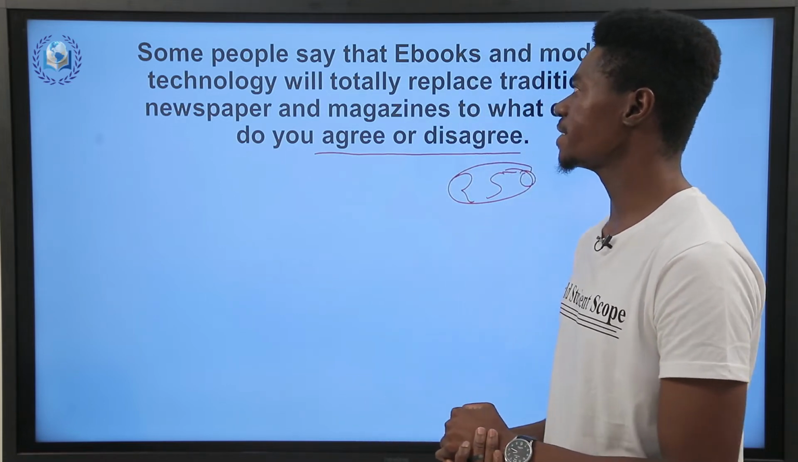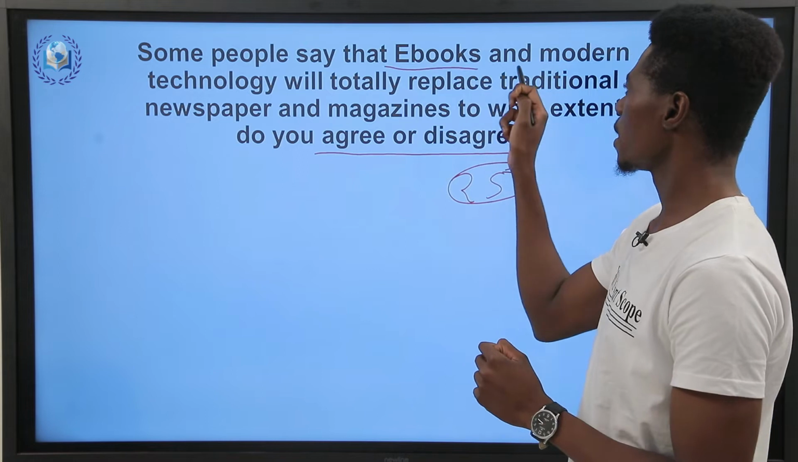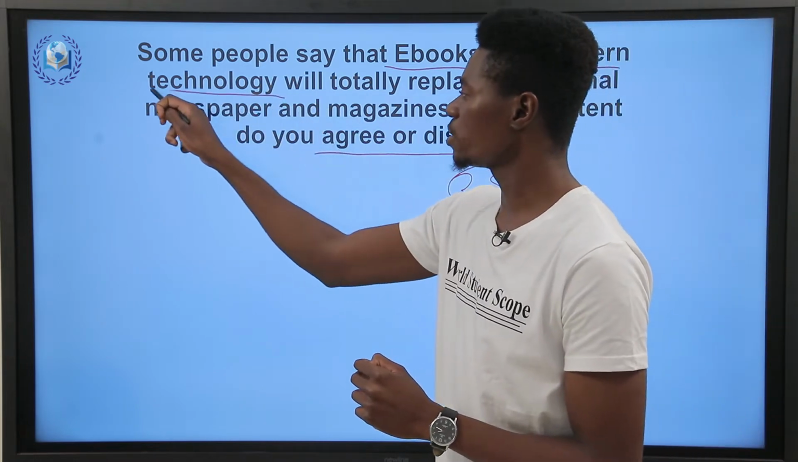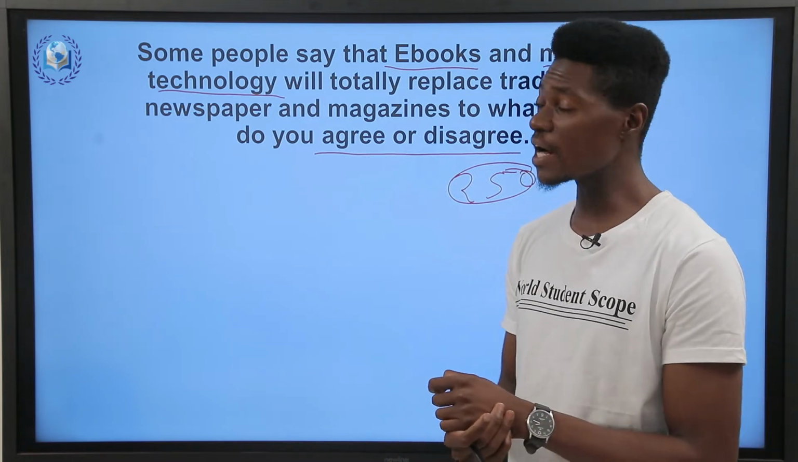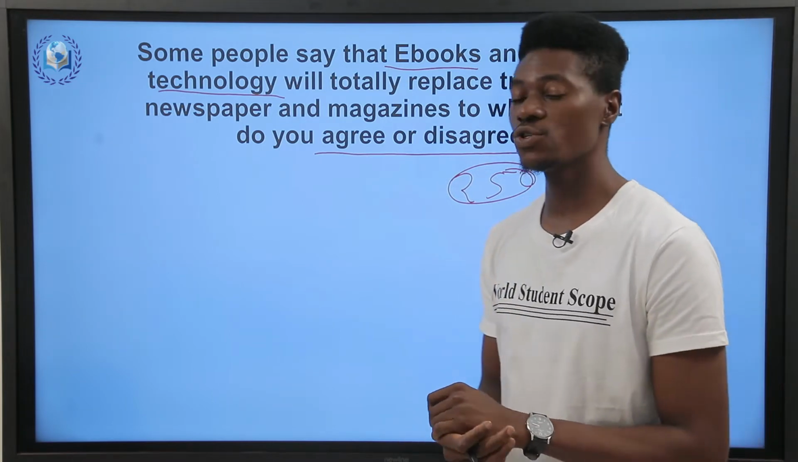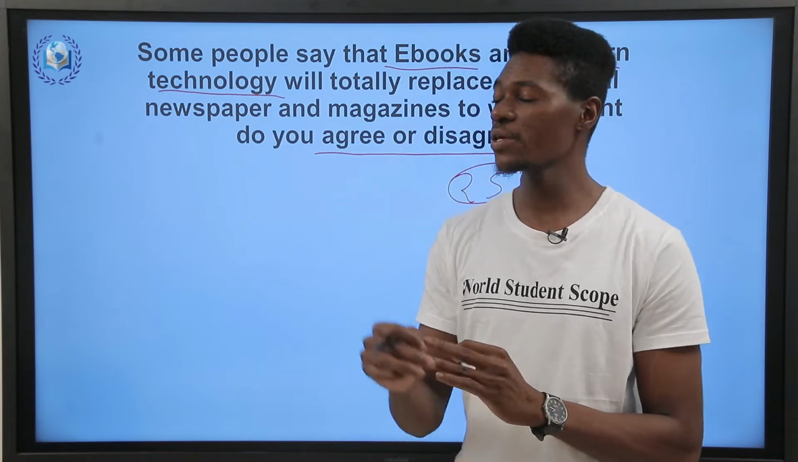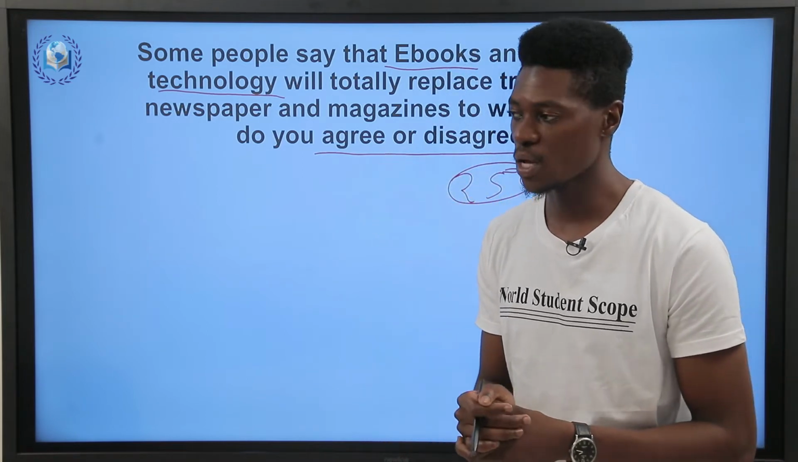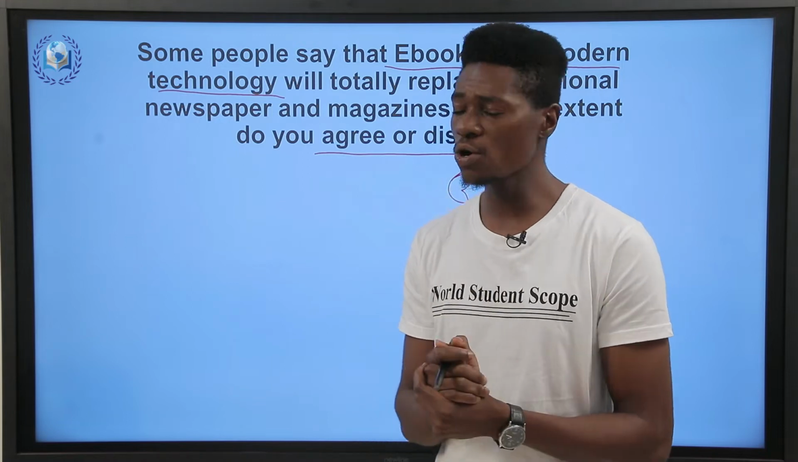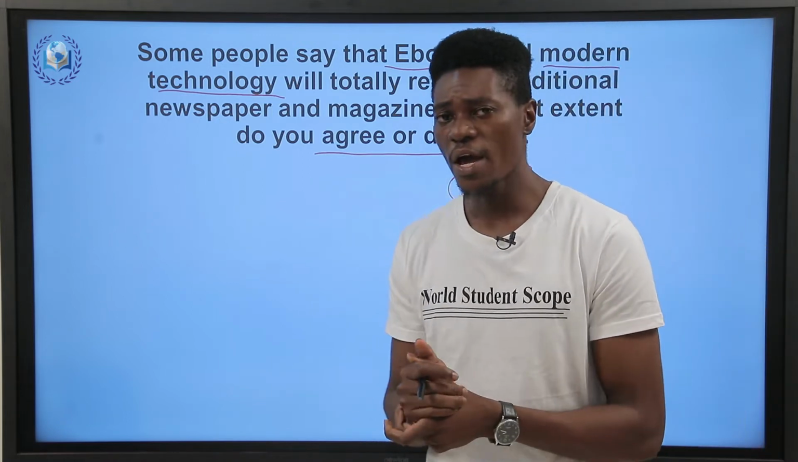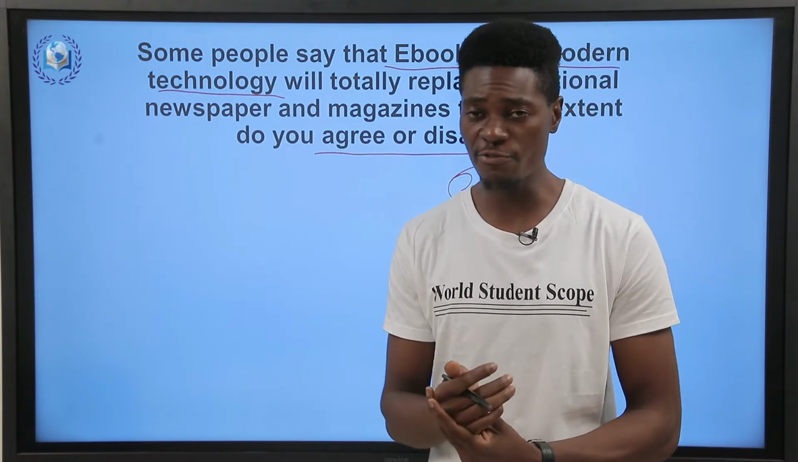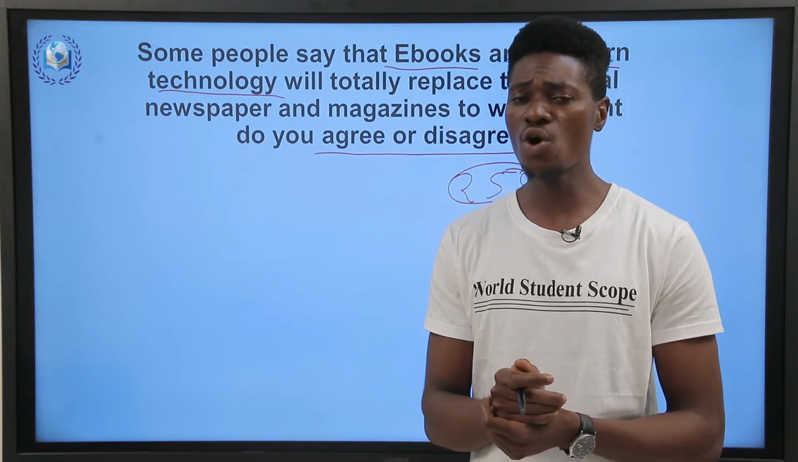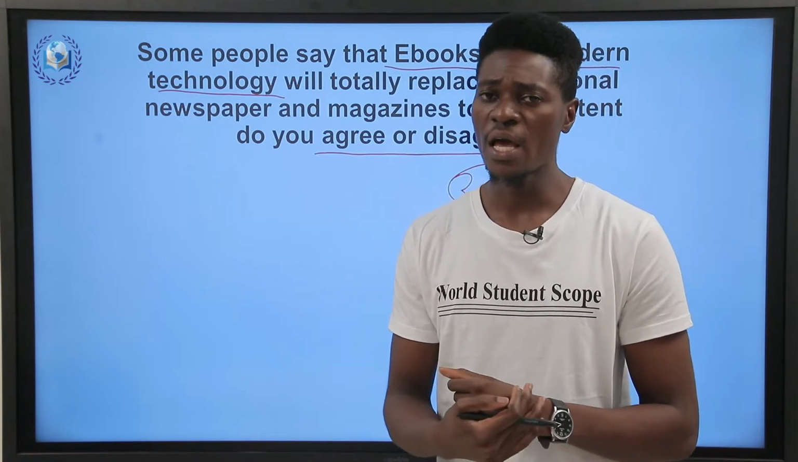Some people say that e-books and modern technology will totally replace traditional newspapers and magazines. To what extent do you agree or disagree with this notion? So, first of all, we have to understand the question. If you understand the question, you achieve something which is called task achievement. Task achievement is the first step: to understand the question and know how you're going to answer it.